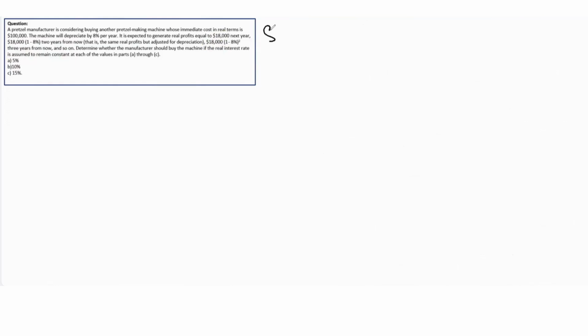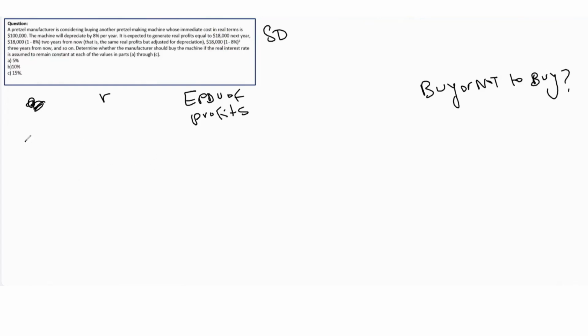So now we found the expected present discounted value of profits in terms of a general R. Now we can plug in each value of R and find what it is, right? For each R, we'll find the expected present discounted value of profits, and then we'll decide whether we buy or not buy. In the first part, we are given R is 5%. We found the expected present discounted value of profits in terms of a generic R is 18,000 divided by R plus 0.08. Now we'll plug in each value of R given in each part.